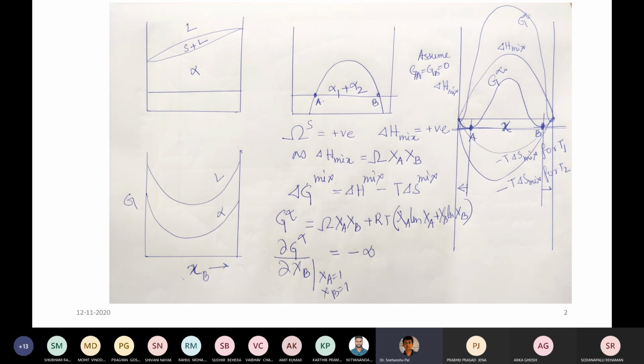And if you are talking about the A rich phase and B rich phase, both have the same structure, but their compositions are different. So that's why we are not going to name them alpha and beta. We are going to name them alpha 1 and alpha 2. So alpha actually transforms to alpha 1 and alpha 2. So this part you have to understand very carefully, because this is the basis of understanding the miscibility gap phenomena.